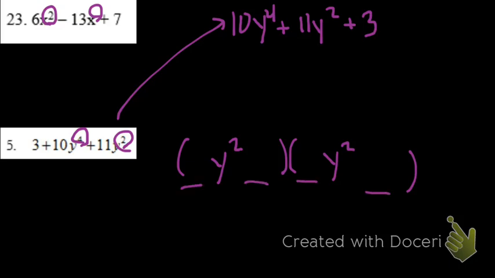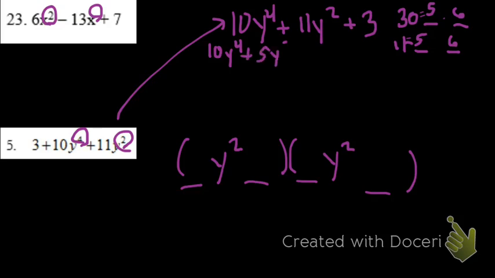Alright, so AC method. We're going to look for two numbers that multiply to 30 and add to 11. Alright, and after some thought, you can get that to be 5 and 6. So then we're going to take that middle term. So we have 10y to the fourth still, and we're going to break up that middle term as plus 5y squared plus 6y squared, and then plus 3. And we're still going to do the same exact thing. We're going to factor by grouping.